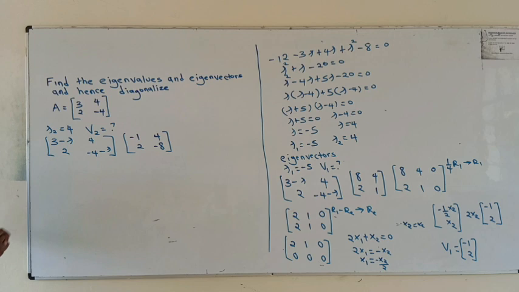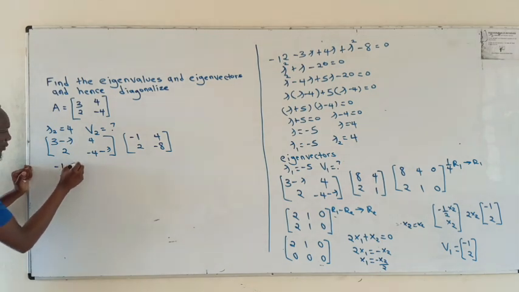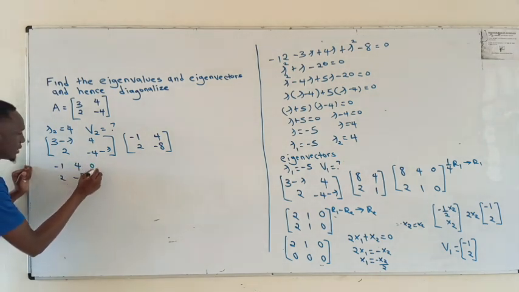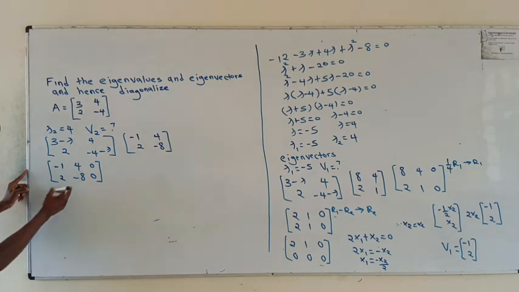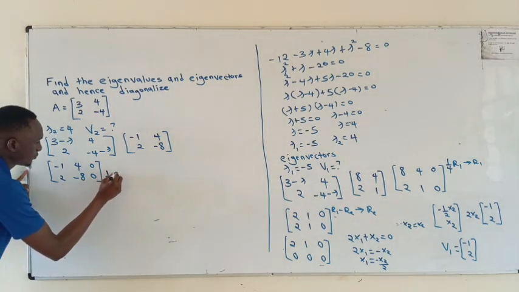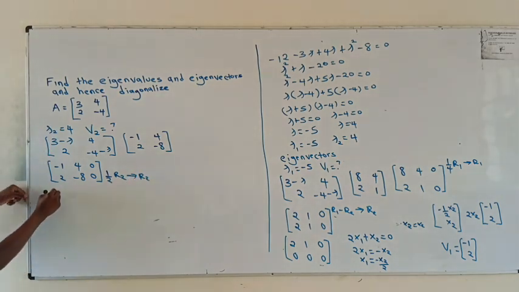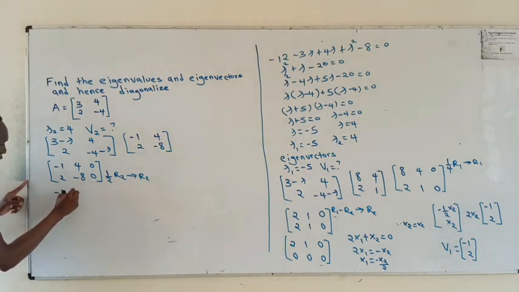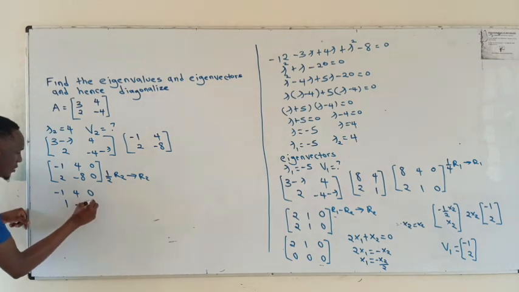Now, to find our eigenvector 2, we need to perform a row reduction. Performing reduction, we have 1, 2, 4, negative 8. We add 0, 0. Let's have a half row 2, our answer to row 2. Therefore, we maintain row 1, negative 1, 4, 0. Half times 2 is 1. Half times negative 8 is negative 4. Half times 0 is 0.